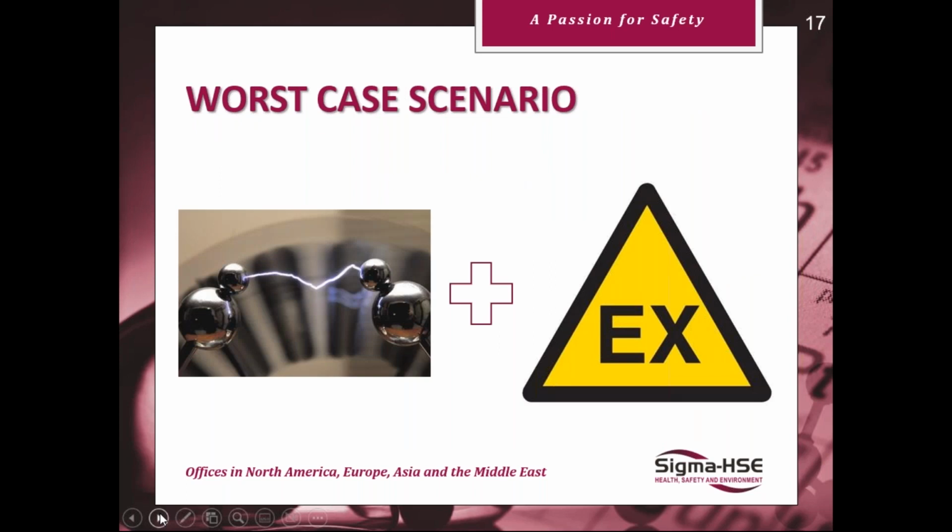The worst case scenario, a large spark capable of igniting a flammable atmosphere, and you're in an EX rated zone, or you have that flammable atmosphere present. So now you've got the risk of an explosion occurring here. So you've either got to get rid of the flammable atmosphere, or prevent the spark, or end up having to inert the atmosphere with nitrogen.